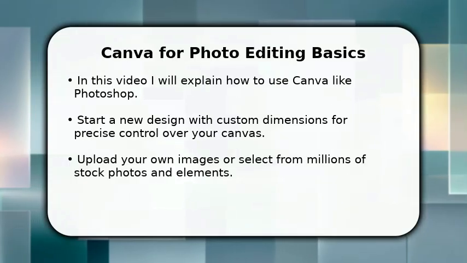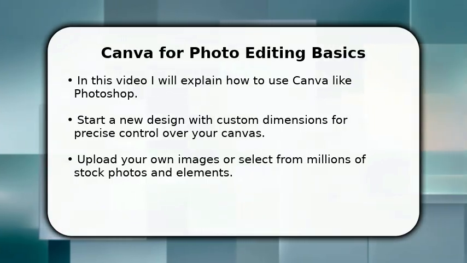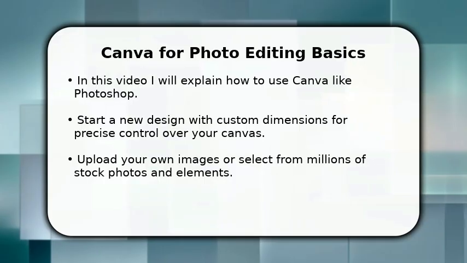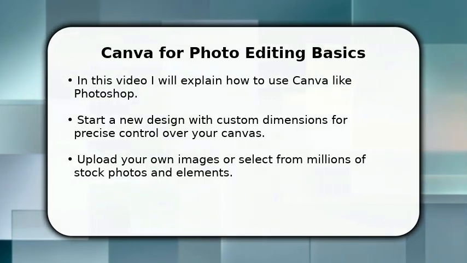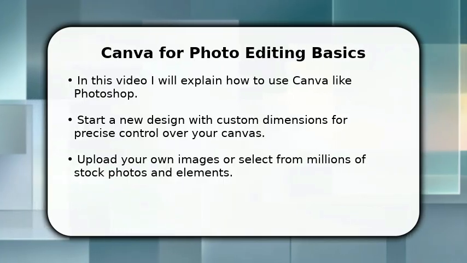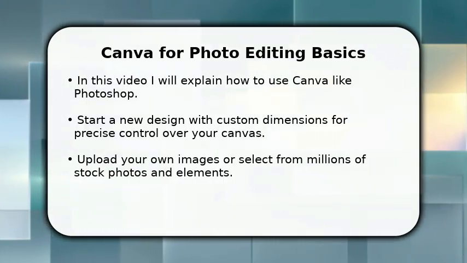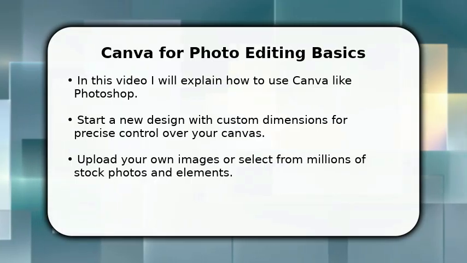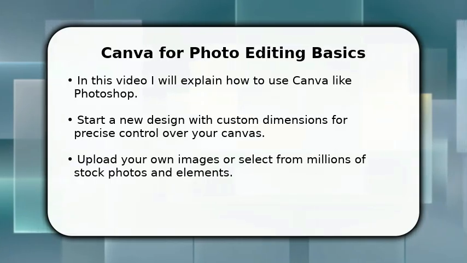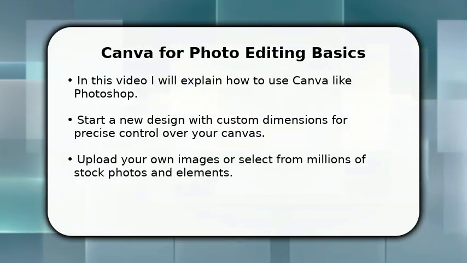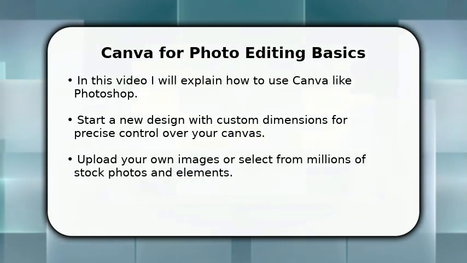In this video, I will explain how to use Canva like Photoshop. First, begin by selecting a blank canvas and setting your desired dimensions, perhaps 1920 by 1080 pixels for a standard web image. This initial step provides the foundational workspace for your creative project. You can then upload your images or choose from Canva's extensive library of millions of stock photos and elements. This gives you immediate access to a vast array of visual assets.